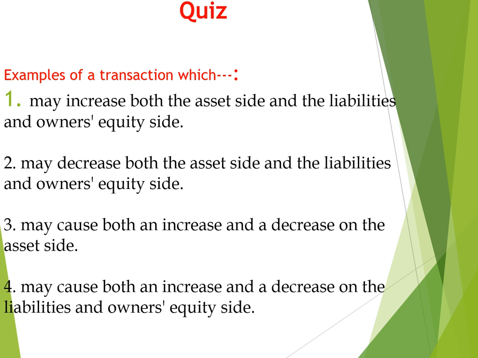Fourth, which may cause both an increase and a decrease on the liabilities and owner's equity side. So, suppose you take an outstanding loan to make payment to your creditors. There was some amount due to your creditors, so you paid it out. That is a decrease in liability. But you take a loan from the bank to pay that. That is again an increase in your liability. Let's move on to the next.